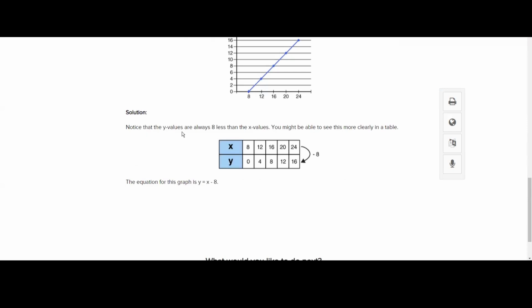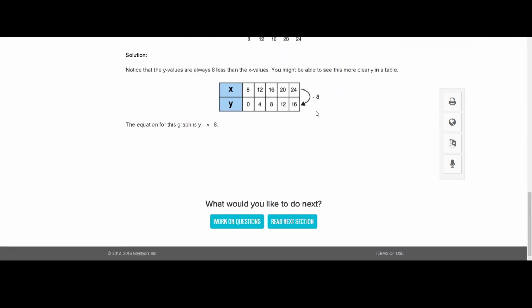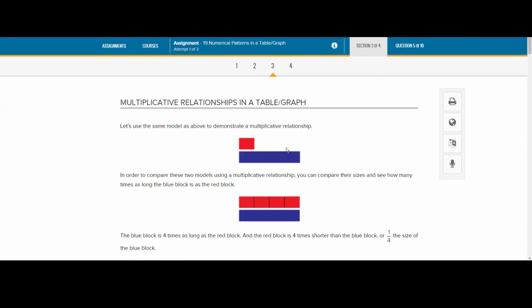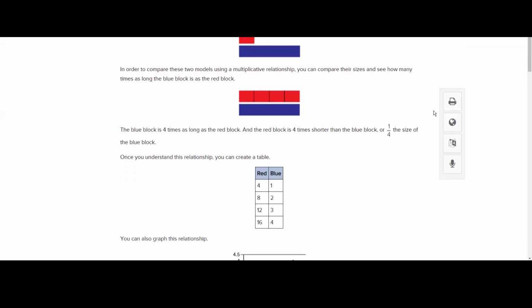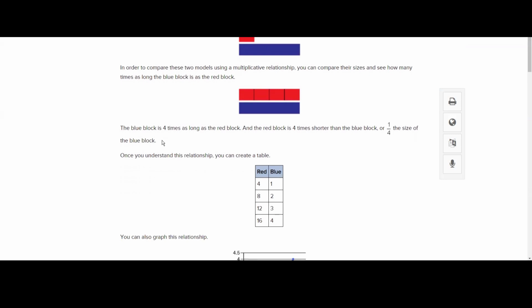Okay. Notice that the y values are always less than the value of x on this particular one. So with that, we have minus 8. Then multiplicative relationships. Let's use the same model as above to demonstrate a multiplicative relationship. In order to compare these two models using a multiplicative relationship, you can compare their sizes and see how many times as long as the red block the blue block is. So 4 times. The blue block is 4 times as long as the red block. So that means the red is 1/4 of the size.